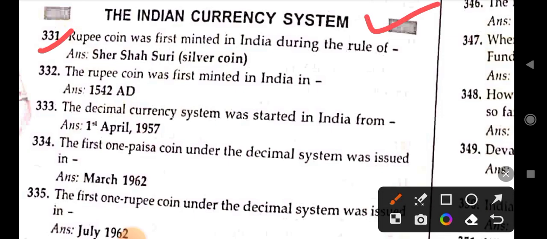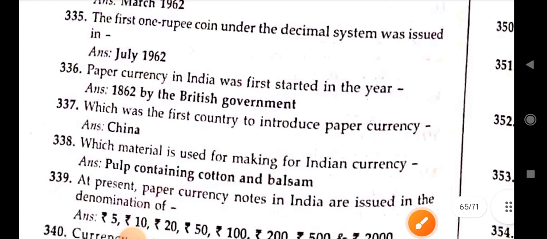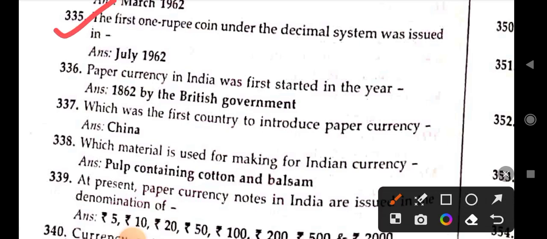The rupee coin was first minted in India during the rule of Shershah Suri, in 1542 AD. The decimal currency was started in India from 1st April 1957. The first 1 paisa coin under the decimal system was issued in March 1962. The first 1 rupee coin under the decimal system was issued in July 1962.